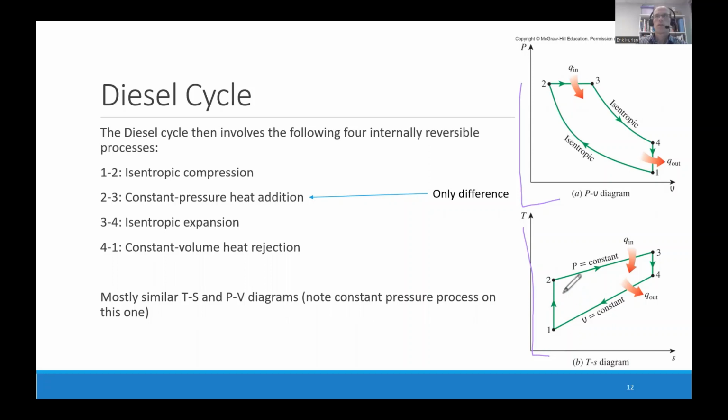Constant pressure, constant volume, and isentropic processes. Again, the only difference here is that heat addition is a constant pressure horizontal line, as opposed to before, when it was a constant volume vertical line.